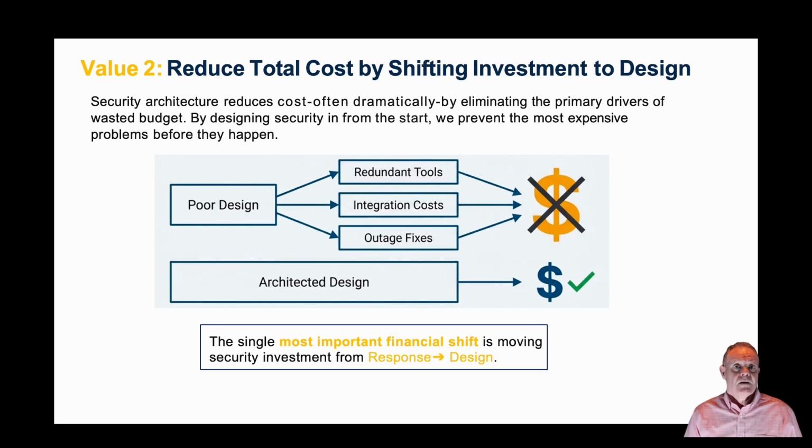Second value, reduce total cost by shifting investment to design. Most security spend is reactive. Breach responses, integration fixes, emergency tooling. Architecture flips that model. The most important financial shift is from response to design, where cost is lowest and impact is highest.